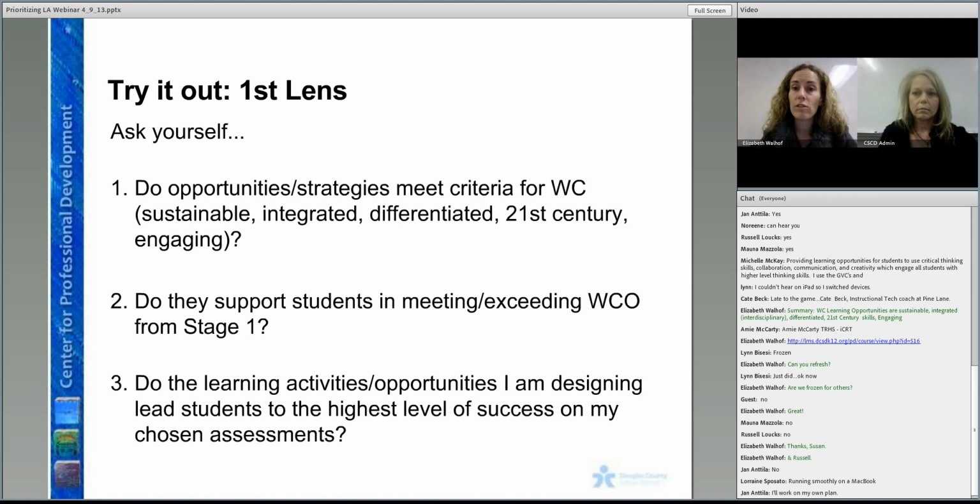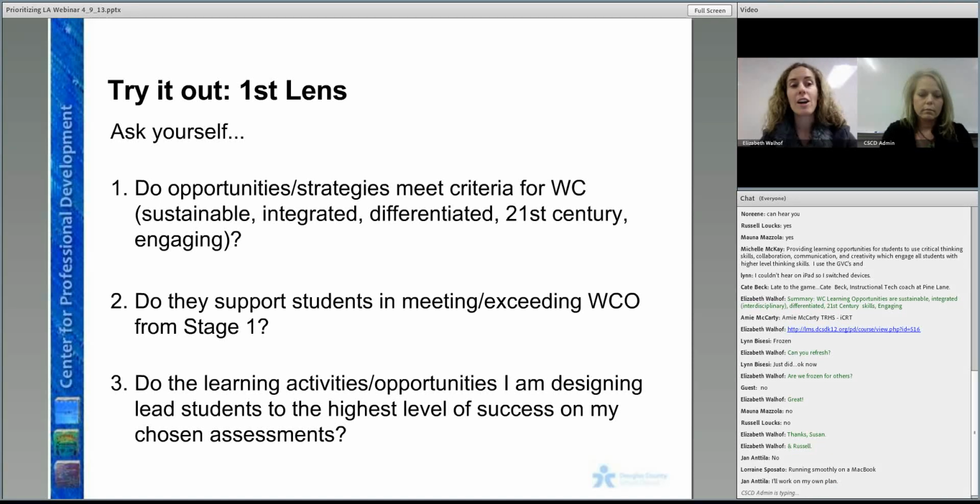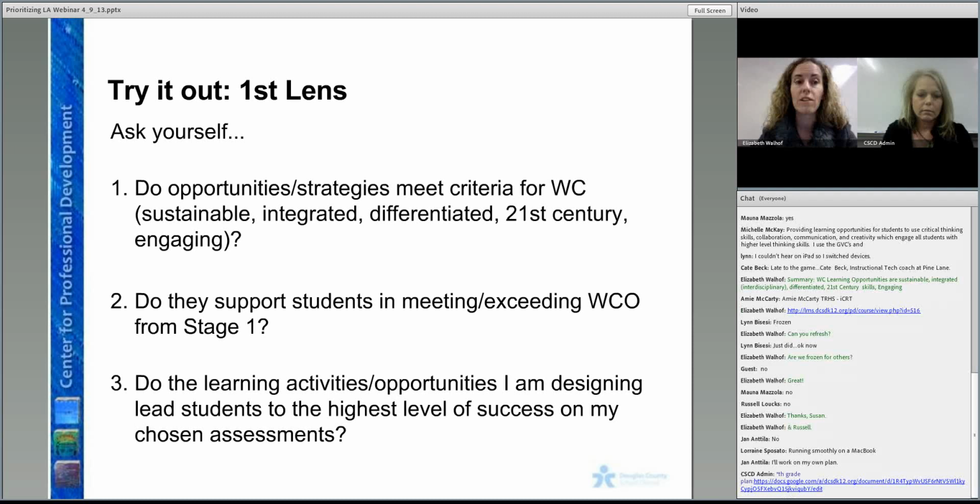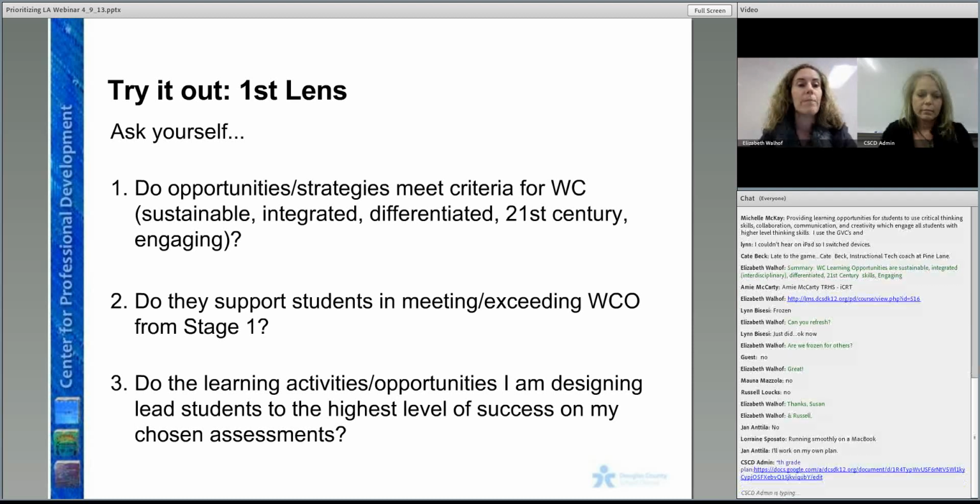So the 3 questions we want you to ask yourself regarding this first lens of backward planning are, does your stage 3 meet the criteria for world-class stage 3? So those same things that Natasha was talking about earlier. Are your learning opportunities and instructional strategies sustainable, integrated, differentiated? Do they have 21st century skills? Are they engaging for students? Then the second question is, do they support students in meeting or exceeding world-class outcomes from stage 1?